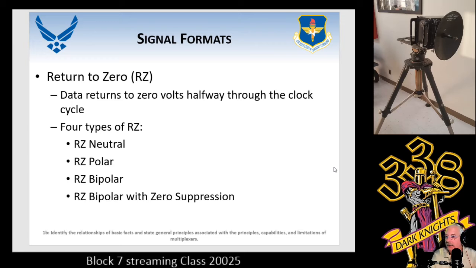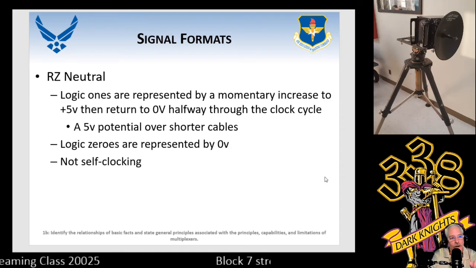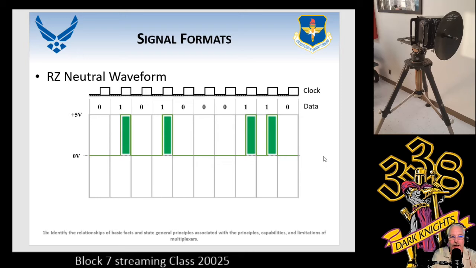So let's take a look at the next signaling format, which is RZ, return to zero. Wherever that data is, it's got to go back to zero halfway through the clock cycle. There are 4 types. We got neutral, polar, bipolar, and bipolar with zero suppression. Let's take a look at each one of these. Neutral, same thing as with our NRZ. It still can't go further down the line, even though it's a different signaling format. The only difference is when you get halfway through the clock cycle with a data of 1, it's going to go back to 0. The namesake, return to 0.